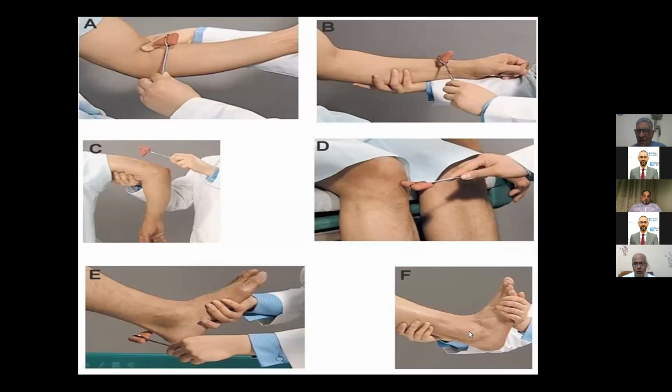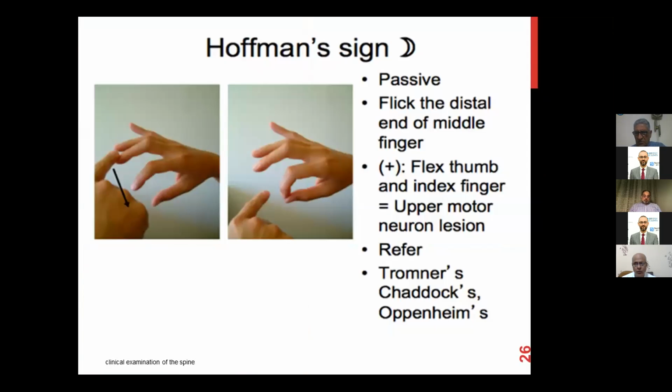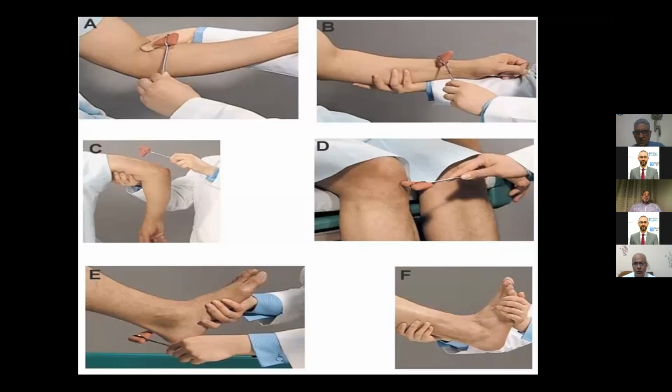The same can be applied for the ankle. We hold the leg as shown in the picture, and we press on the dorsum of the foot dorsally. Clonus will occur and should be sustained more than 5 times.